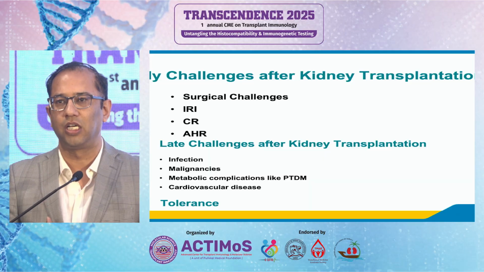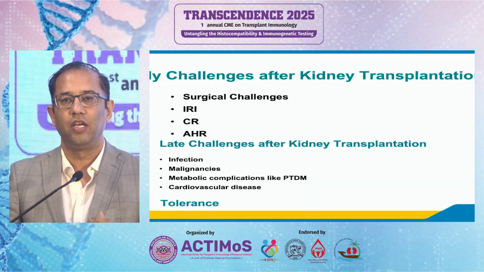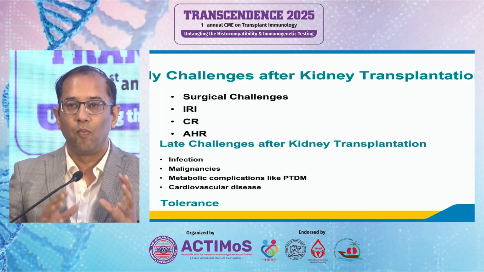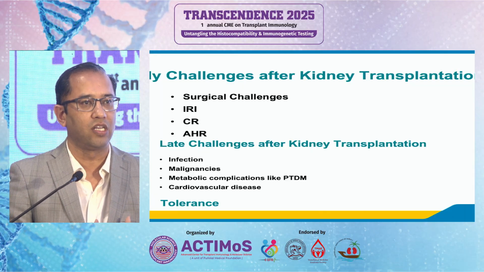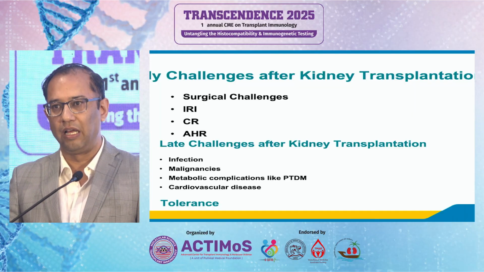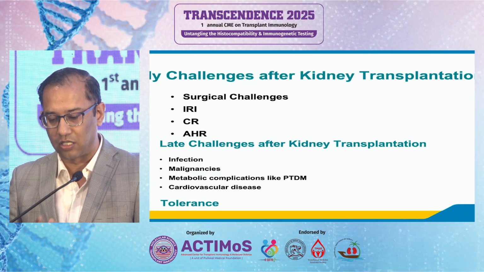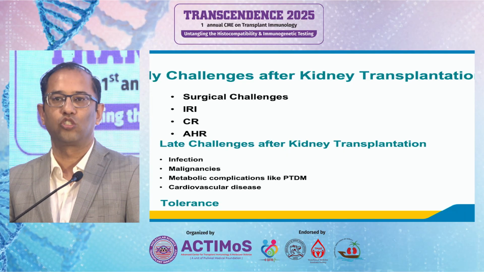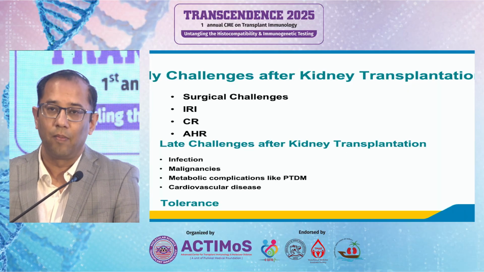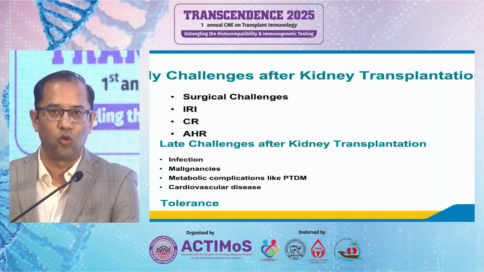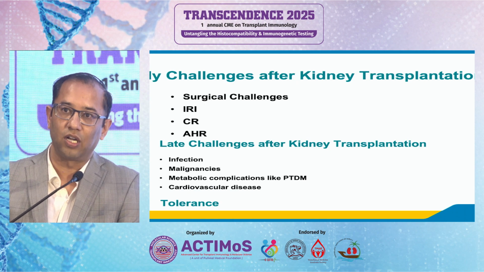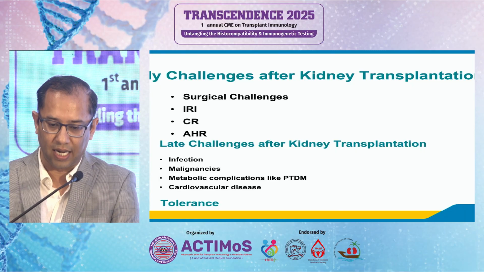So we all know what the early challenges are. We have surgical challenges in kidney transplant, ischemia reperfusion injury, we have cellular rejection, and more importantly, what we are worried about nowadays is acute humoral rejection, which I'll be dealing with, and all of us still don't have an answer for. Cellular rejection, with the immunosuppressive regimens that are available nowadays, is still taken care of. But acute humoral rejection, whether it is acute, hyperacute, or chronic rejection, is all that we are worried about, and all these tests are trying to combat that.